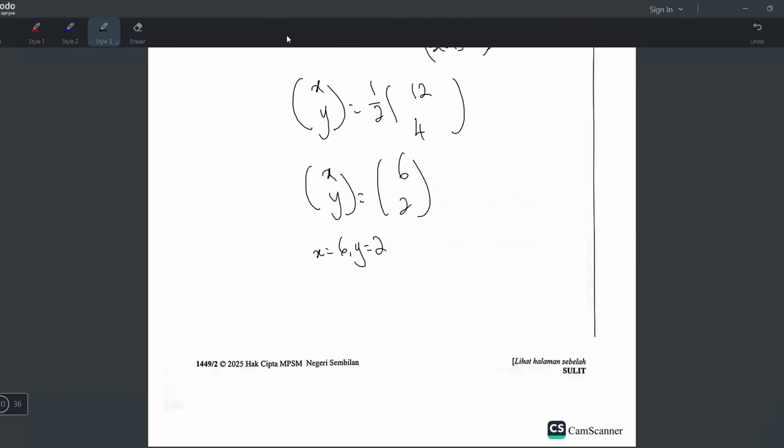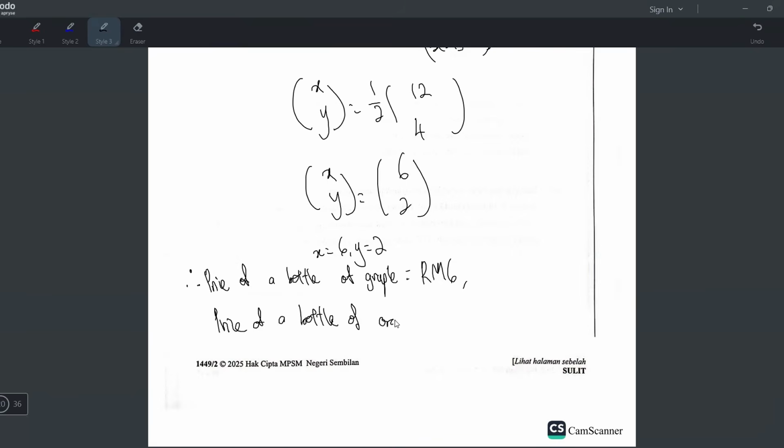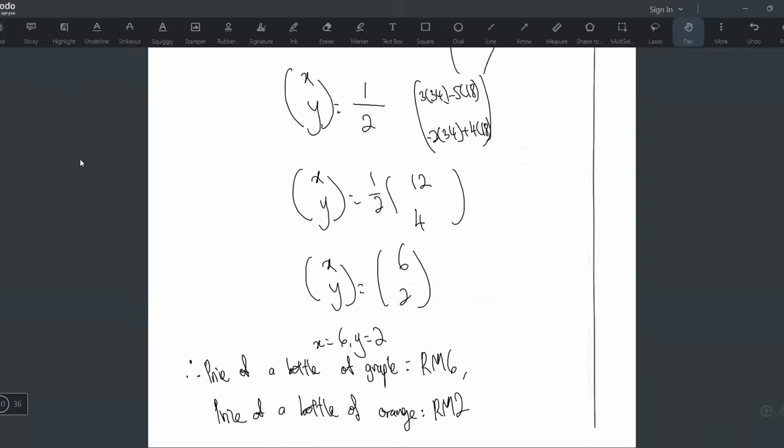Okay. So I will write the price of a bottle of grape. And that one is x, right? So 6. But write the RM also because this is a price. And then, the price of a bottle of orange flavored drink is RM2. Like that. Okay, done.